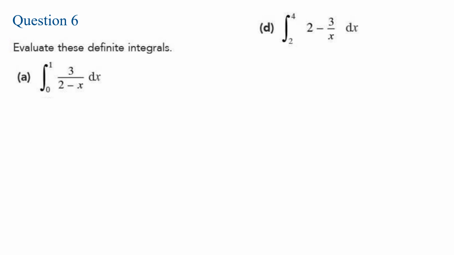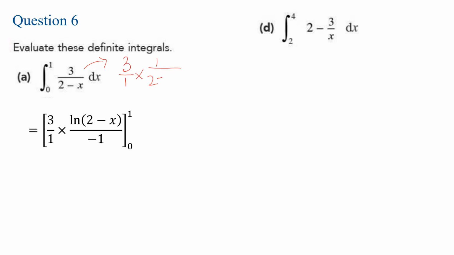Alright, so to integrate, we just pull out the constant 3. So that's 3 over 1. So this one here, if you're going to simplify it further, it means 3 over 1 times 1 over 2 minus x. So when I integrate it, I will have ln 2 minus x, then divide by the differentiation of this, which is negative 1. Then you put in the limits.